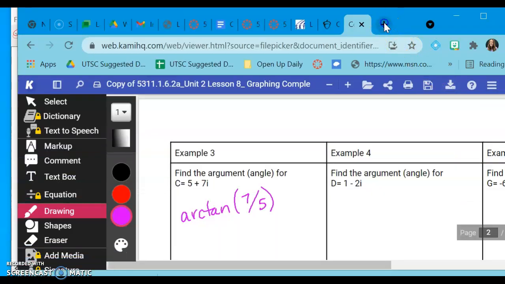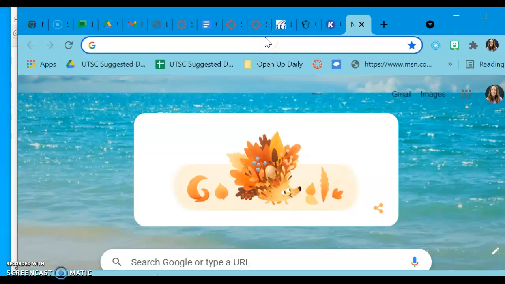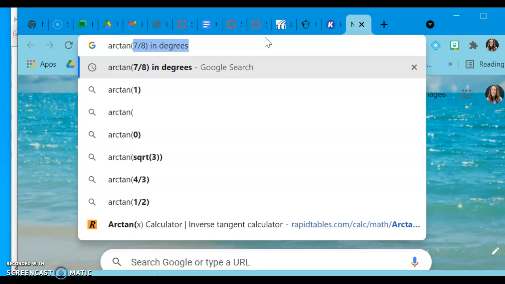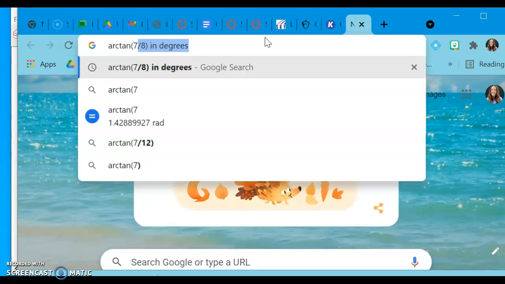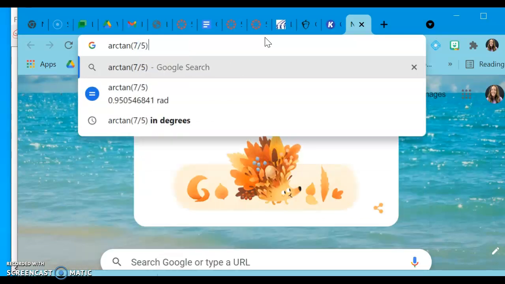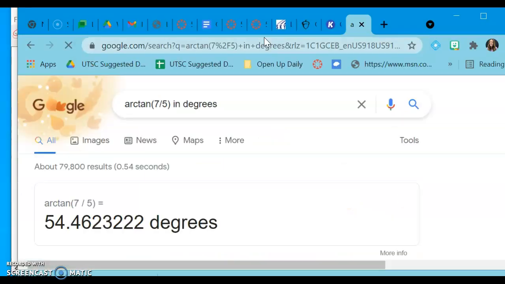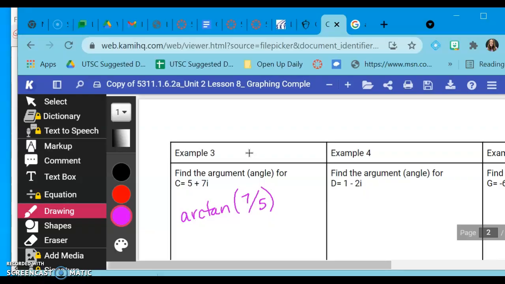Okay, so I'm going to open up a new window, and I'm just going to type in arctan, parenthesis, 7 divided by 5, parenthesis, and we want it in degrees. There are arctangent calculators if you find that website as well, but I'm just going to type in the URL bar. You notice it says right here, you can see the parentheses around the 7 and the 5, and it's 54.5 degrees. So that's what we're going to use.